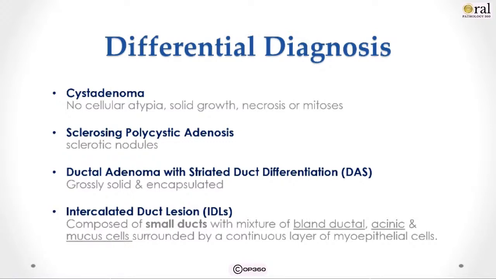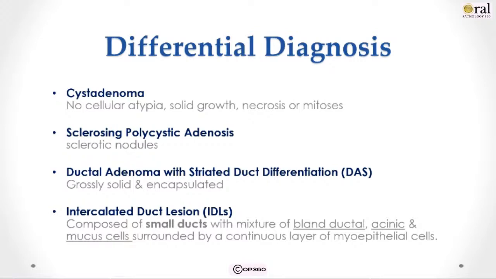The cystadenomas are uncommon neoplasms of the salivary gland. They are well circumscribed and composed of variable size cystic spaces with a lining epithelium of variable appearance. They have no cellular atypia, solid growth, necrosis, or mitosis. Some of these features were present, however, in our case.